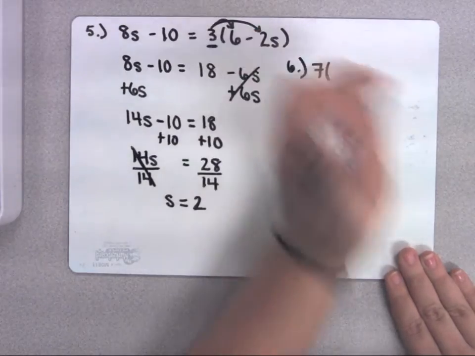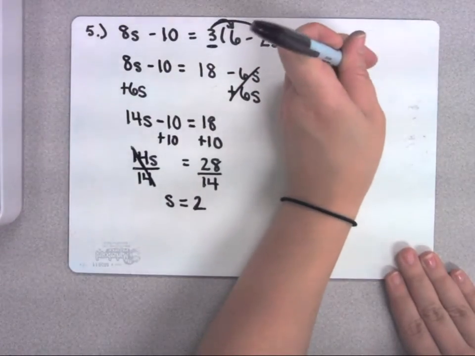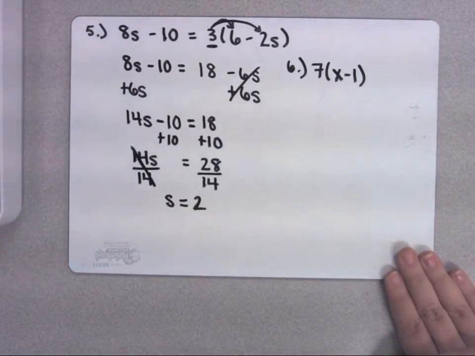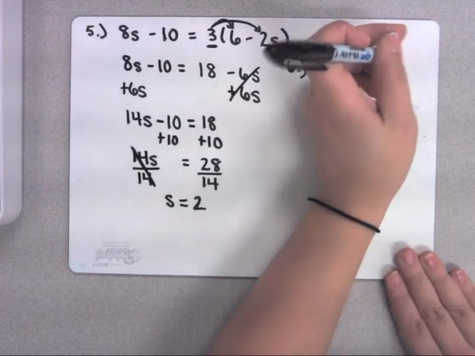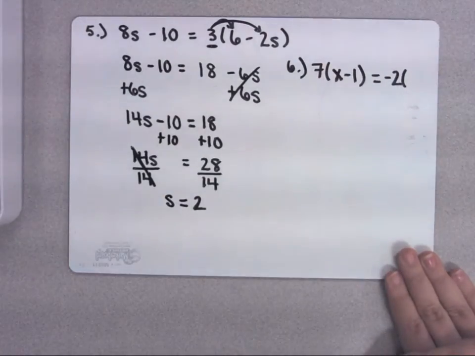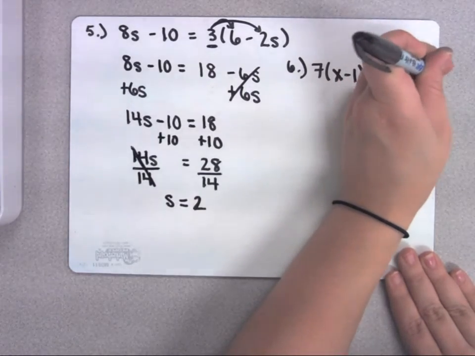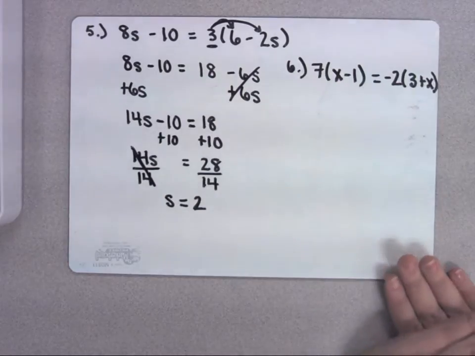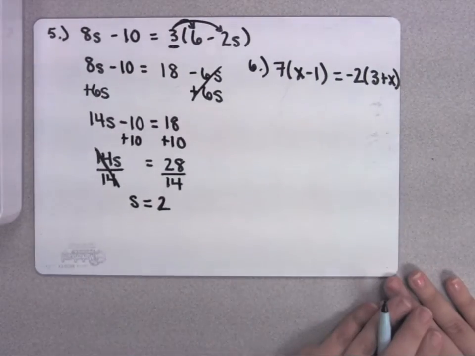7 parentheses x minus 1 close your parentheses equals -2 parentheses 3 plus x. Close your parentheses. It's a little smushed.